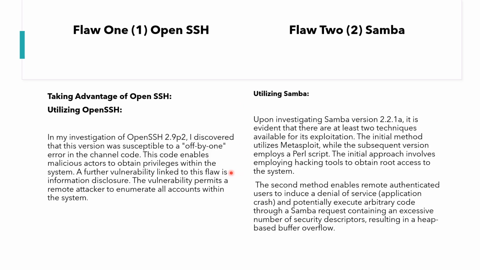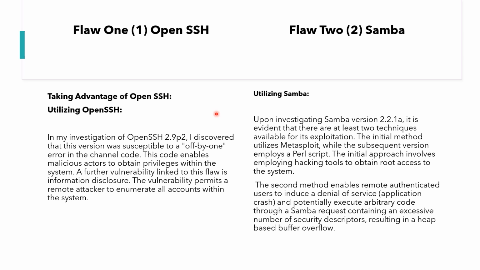So as I mentioned in my previous slide, both port 22, which is SSH, and port 139, which is Samba, were easily exploitable. In my investigation, I found that OpenSSH 2.9p2 was susceptible to an off-by-one error in the channel code. This code enables malicious actors to obtain privileges within the system, and a further vulnerability linked to this flaw is information disclosure. The vulnerability permits a remote attacker to enumerate all accounts within the system.